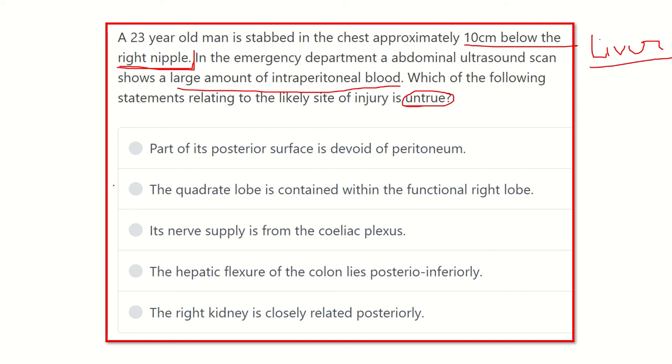So here are the options. The options are: part of the posterior surface is devoid of peritoneum; the quadrate lobe is contained within the functional right lobe; its nerve supply is from the celiac plexus; the hepatic flexure of the colon lies posterior inferiorly; the right kidney is closely related posteriorly. So let's see the discussion about these topics.